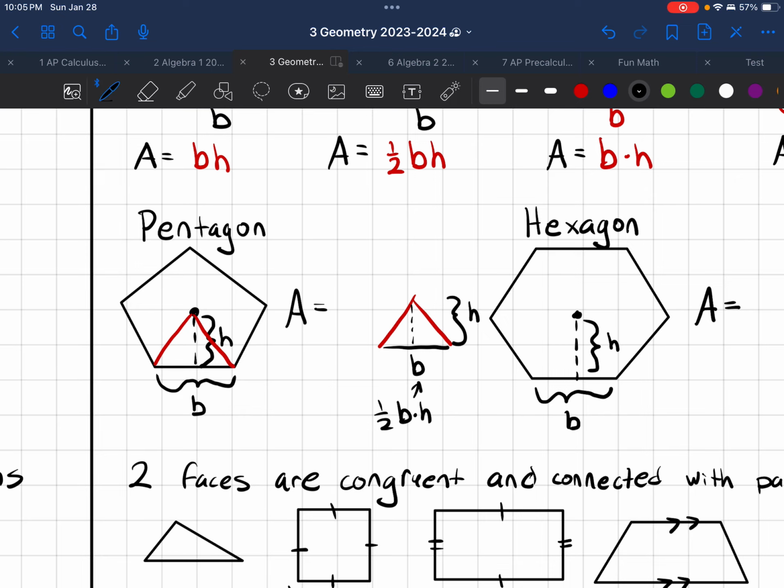And how many of those do we have? Well, this pent word is kind of a giveaway. Pent means 5. So I'm going to do 5 of those triangles, which we already know how to find from our notes up here where we found the area of a triangle.